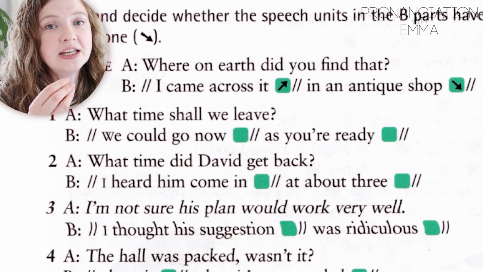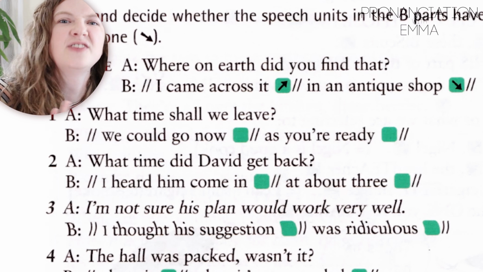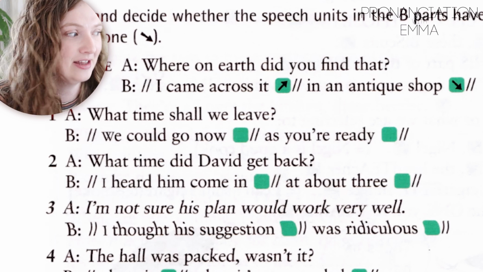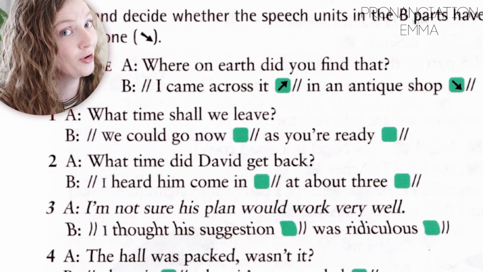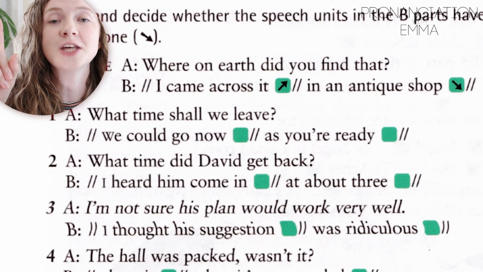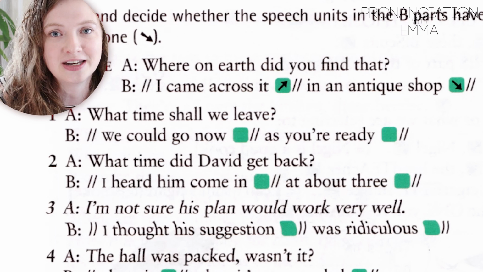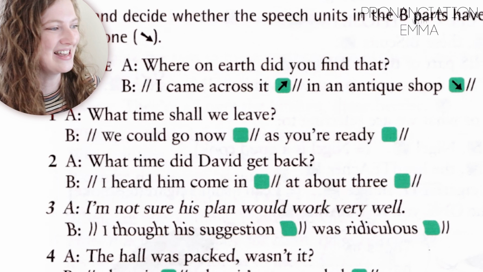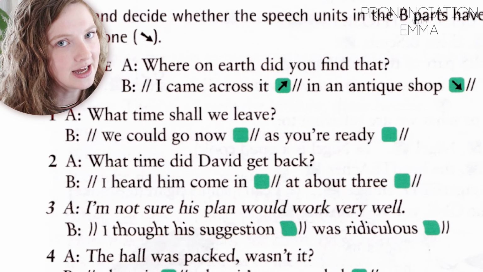I came across it is basically repeating, I found it. And the person asked, where on earth did you find that? And they're saying, I found it, I came across it. So the intonation goes up to show that this is not new information. The new information is in the antique shop.